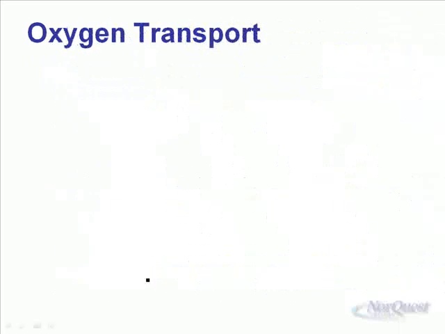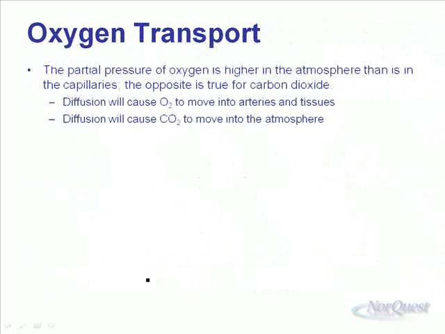When we actually look at the oxygen inside of our blood, the partial pressure of oxygen is higher in the atmosphere than it is in the capillaries. The opposite is true for carbon dioxide. So we talked about this a little bit a couple slides earlier. This is going to cause oxygen to move into arteries and then into the tissues, because the pressure in arteries is less than the pressure in the atmosphere, and the pressure inside of our body tissues is less than the pressure inside of our arteries. Complete reverse for carbon dioxide.